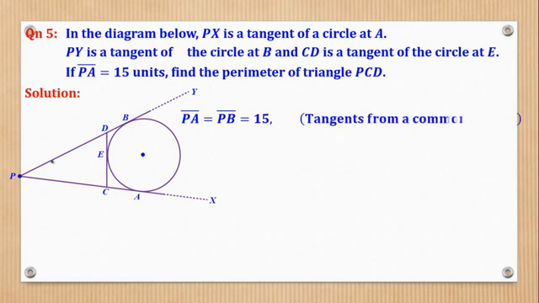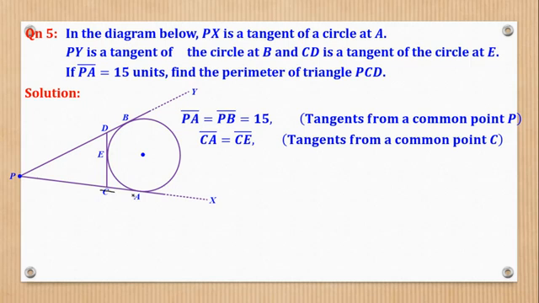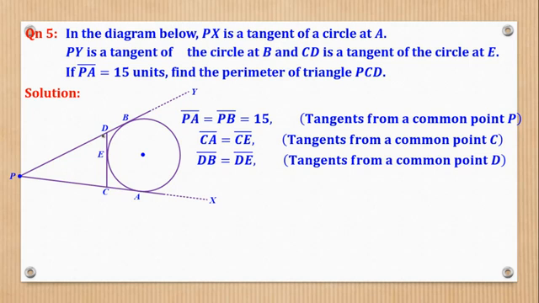So first we need circle properties. That if there is a common point and these are tangents, then they are equidistant. Therefore, PA is equal to PB, which is 15. That is 1. 2, CA is equal to CE, because of the common point and the tangents. Then DB is equal to DE, because of the common point and the tangents. Therefore, perimeter PCD will be equal to PC plus CD plus DP.